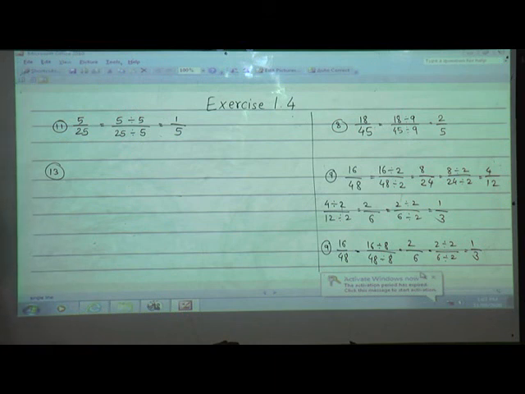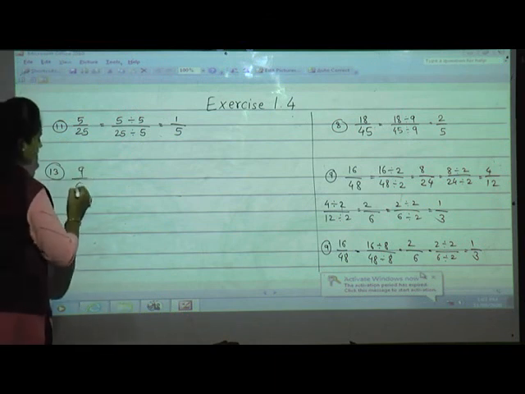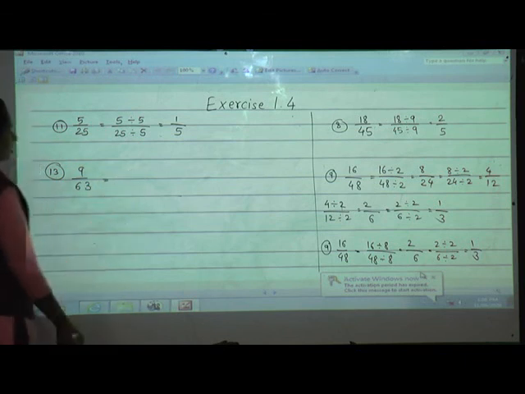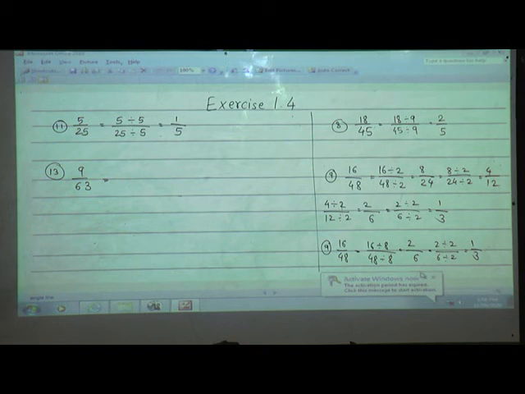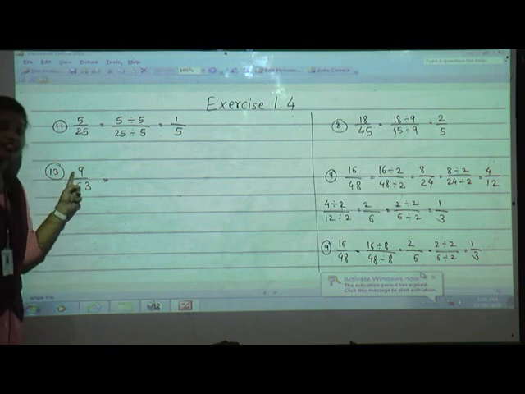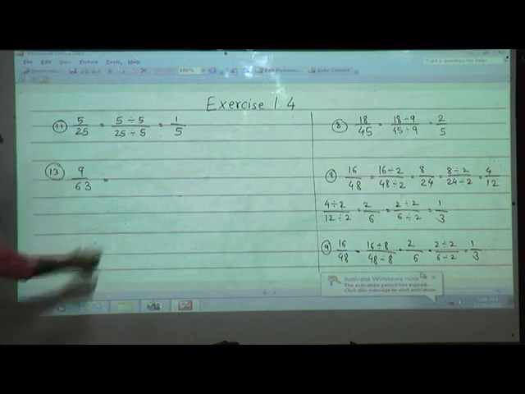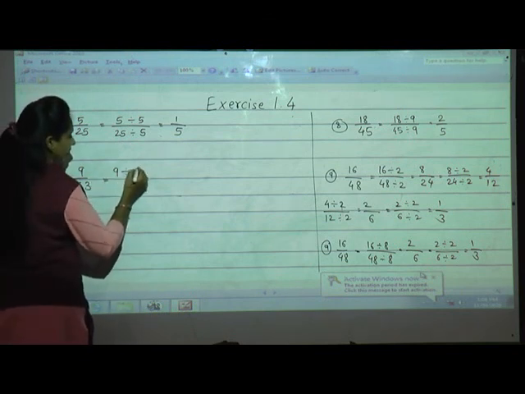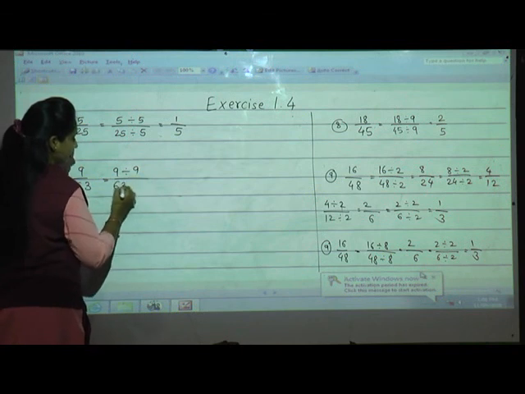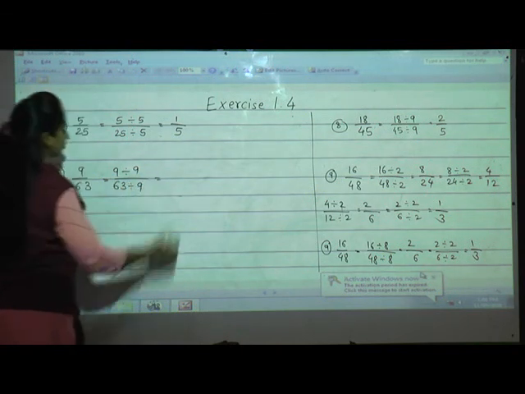Clear? Now the 13th one I will solve. What is the 13th one? 9 divided by 63. Now see, the hint is in the question itself. Like in 5 divided by 25, we saw that 25 is in the 5 table. Here also, 63 is in the 9 table. Just try to divide 9 by 9 and 63 by 9.